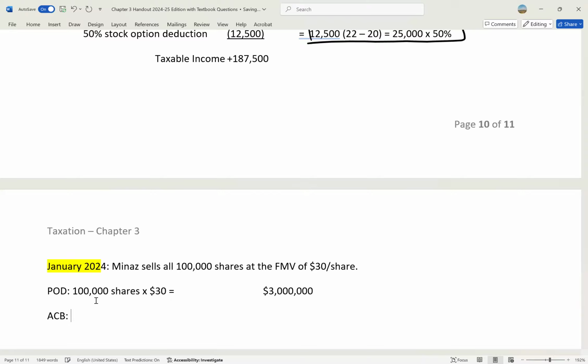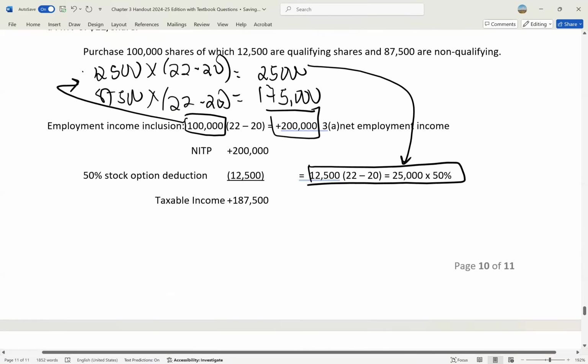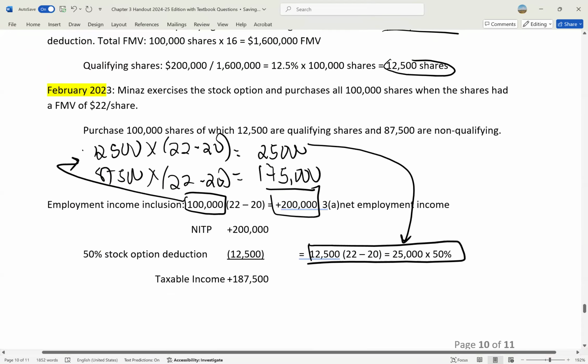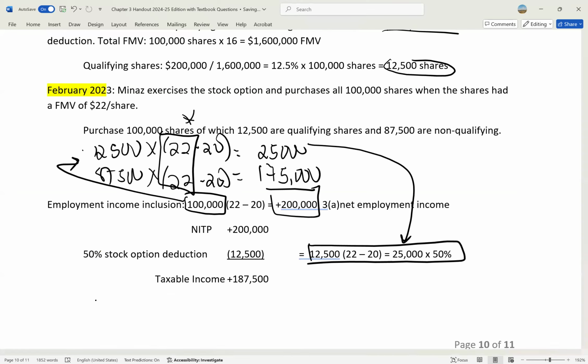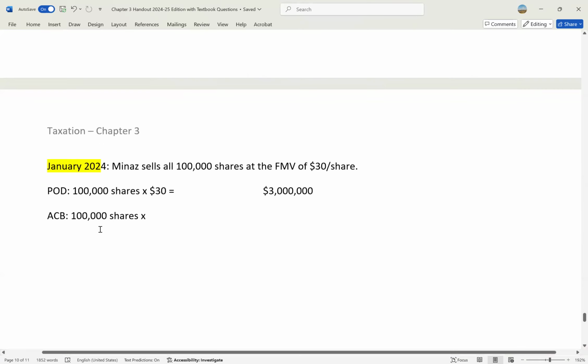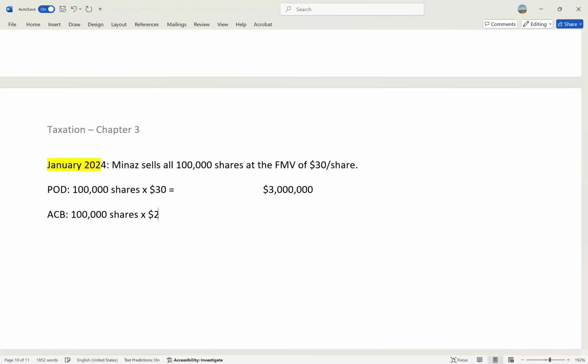Adjusted cost base. Once again, what is his adjusted cost base? We have to go back up to when he exercised the stock option. Remember, he used this $22 as the fair market value, so he had to include the difference between 22 and 20. So even though he paid 20, he's going to get the full benefit of the 22 for his adjusted cost base. So the adjusted cost base will be 2,200,000.